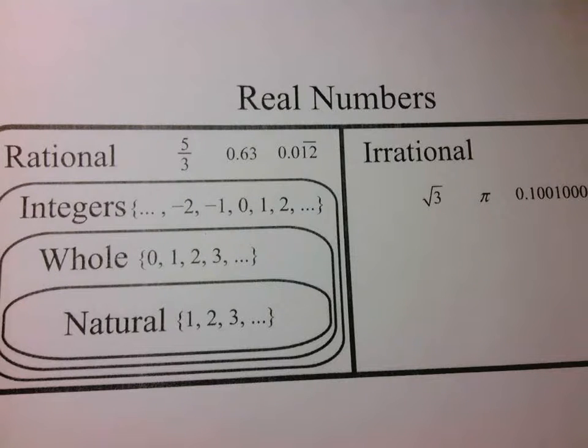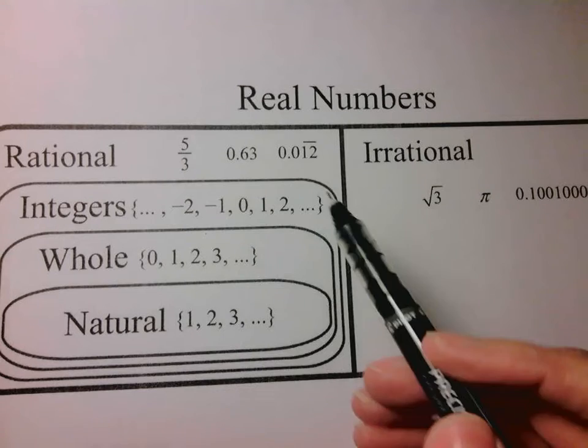So the two major subsets of real numbers are rational and irrational numbers. Rational and irrational numbers are both subsets of real numbers, and the main difference between the two is rational numbers are any number that can be put into the form of a fraction. Irrational numbers cannot. Let me repeat that because that's super important. Rational numbers can be put into the form of a fraction, and irrational numbers cannot.